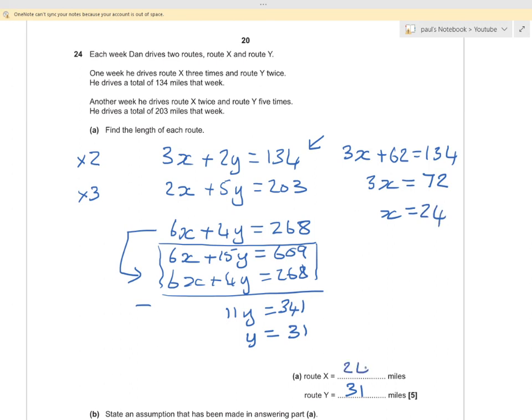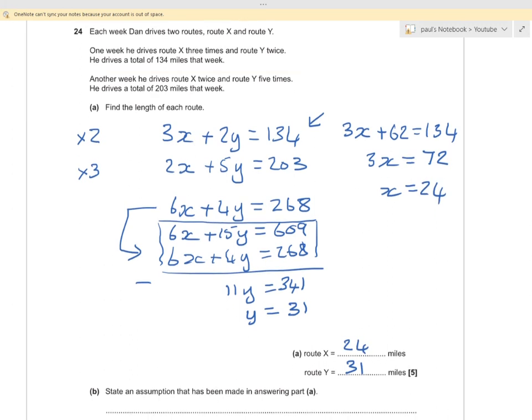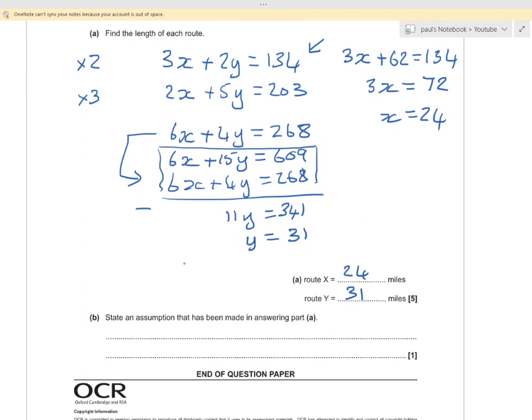So x is 24. State an assumption that has been made. What can I say? All distances remain constant. How's that? Okay, so let's go back to where we were.